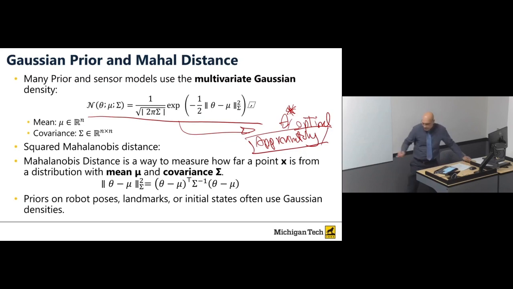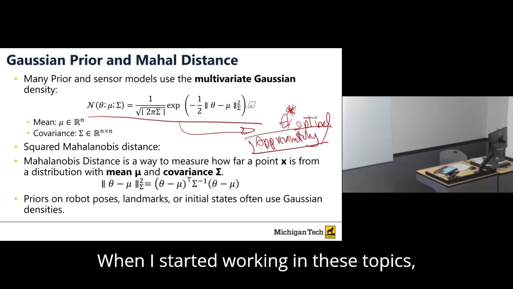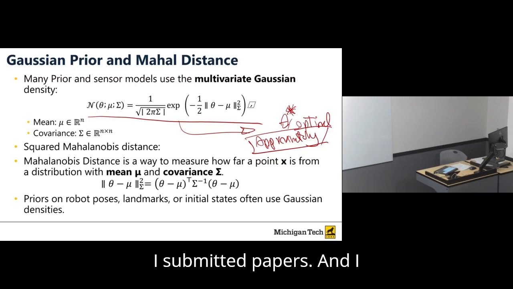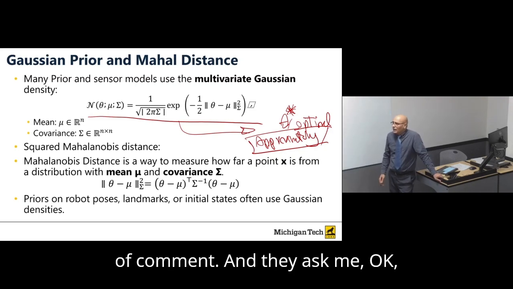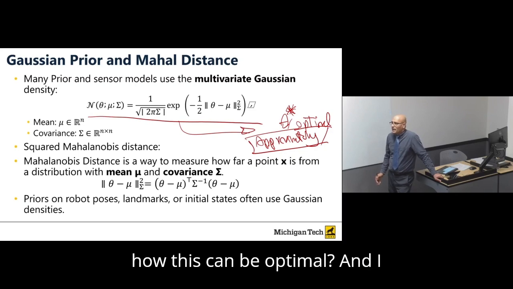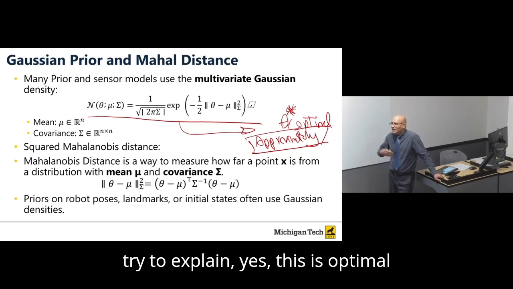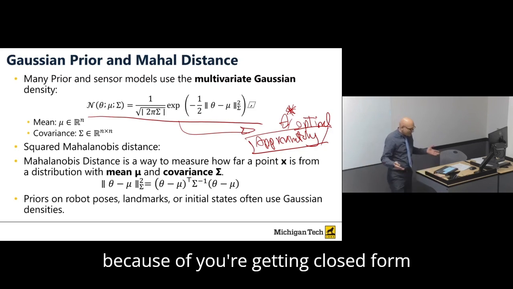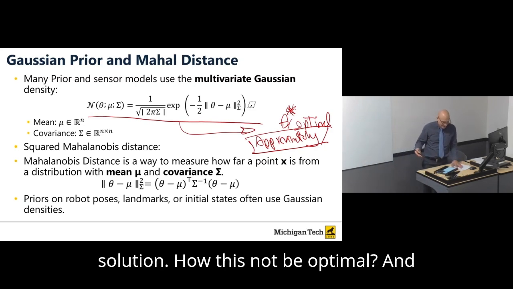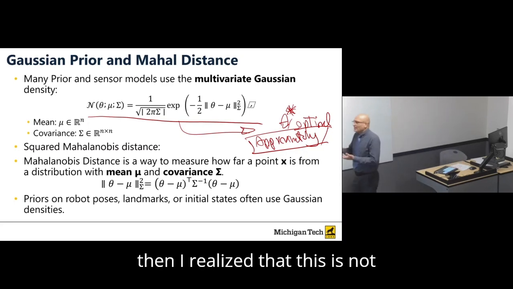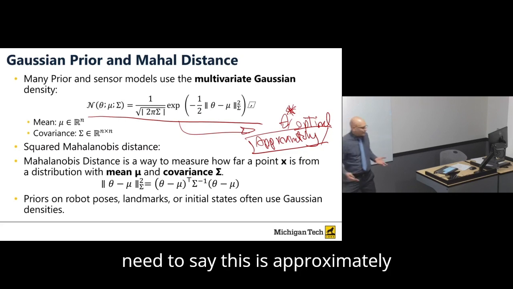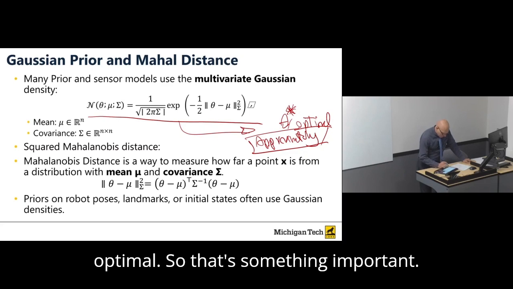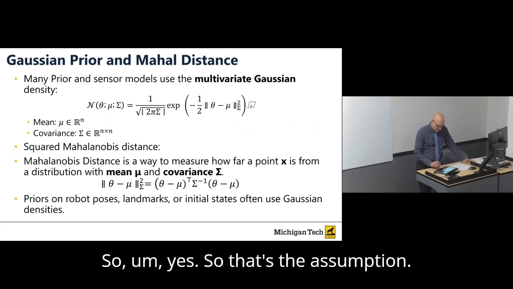Approximately optimal. This was very important for me. When I started working on these topics, I submitted papers and reviewers always gave lots of comments. They asked me, okay, how can this be optimal? And I tried to explain, yes, this is optimal because you're getting a closed form solution. How could this not be optimal? Then I realized that it is not optimal because of that assumption. We need to say this is approximately optimal. So that's something important.